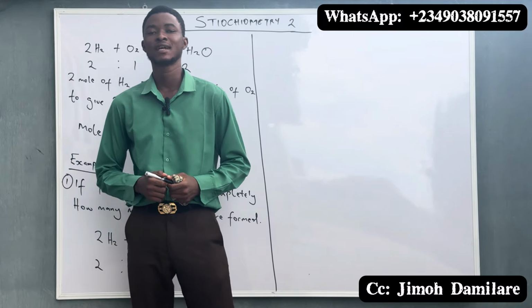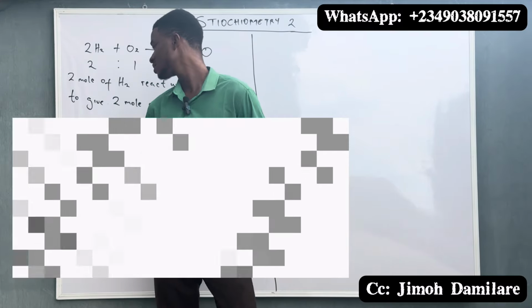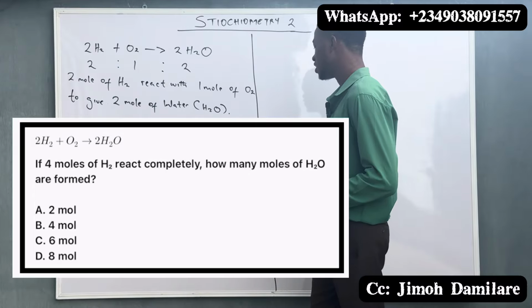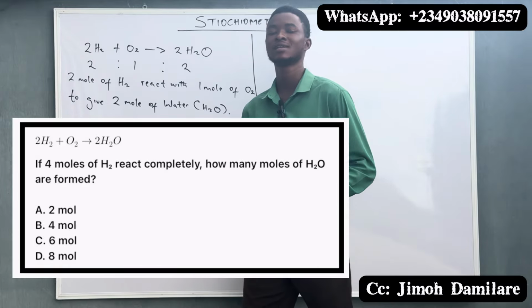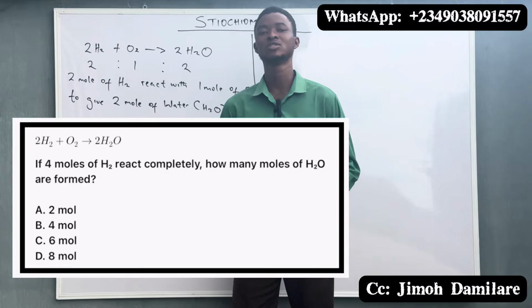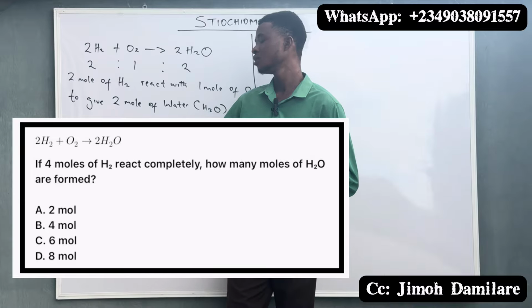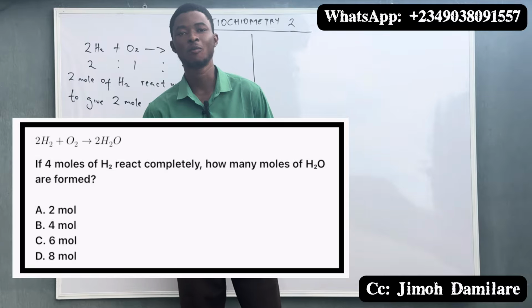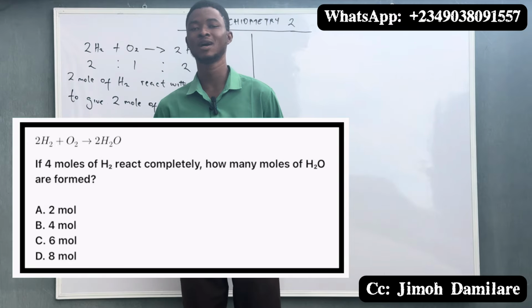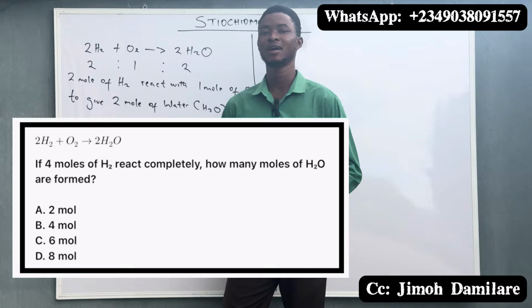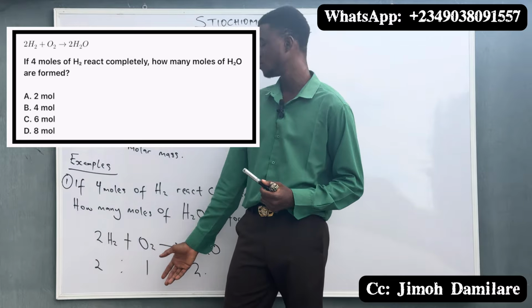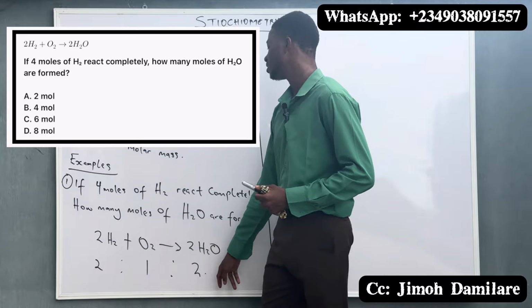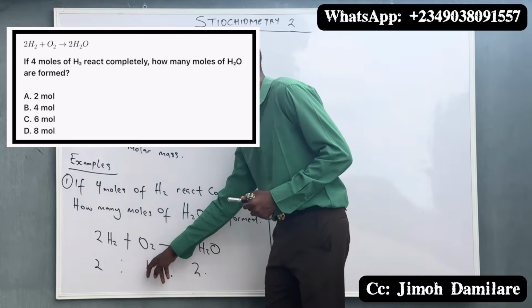Moving to the first example as displayed on the screen, the question says, if 4 moles of H2 react completely, how many moles of H2O are formed? From this question, you can see we have been given the chemical equation. One thing in solving stoichiometry under mole ratio in the chemical equation is that your very first step is to write a complete balanced equation, because without a complete balanced equation, you will miss the final answer. This question has done us a favor by giving us the complete balanced equation, and I've written the mole ratio under the balanced equation. You can see we have 2:1:2.